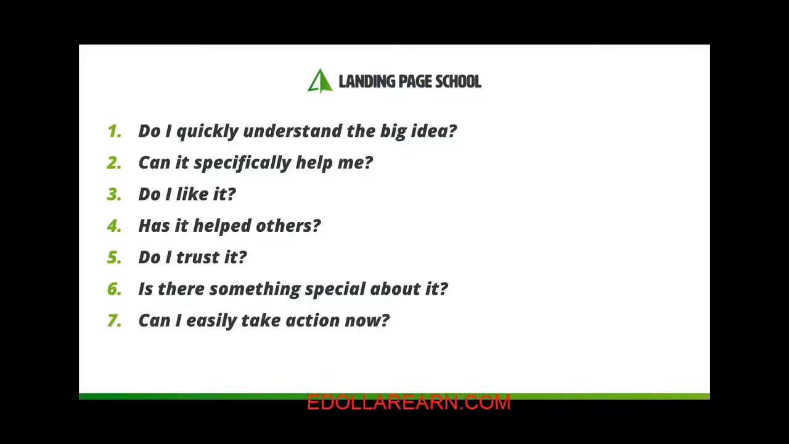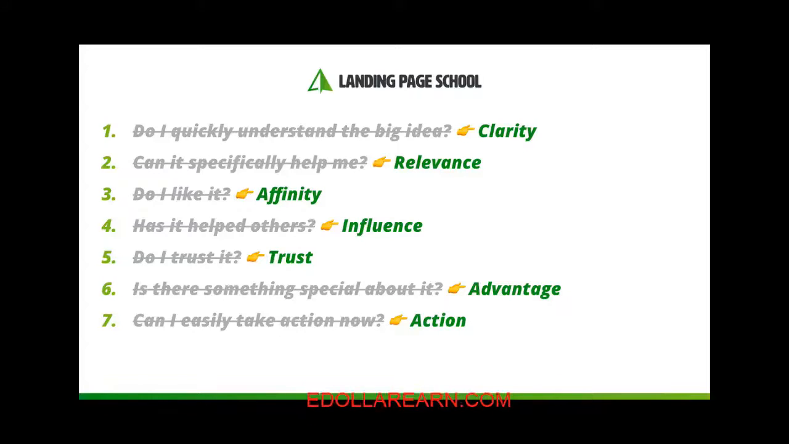For now, just know that these are the types of questions a visitor has when they land on your page, whether they know it or not. And the better you can do at getting yeses to these questions, the better your chances are that they will say yes to your main call to action as well. Another way to look at these questions is by their area of focus. Each question is tied to a specific item that needs to be represented on your landing page. They are clarity, relevance, affinity, influence, trust, advantage, and action.